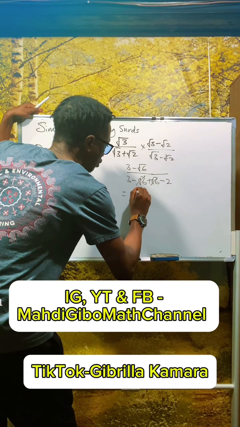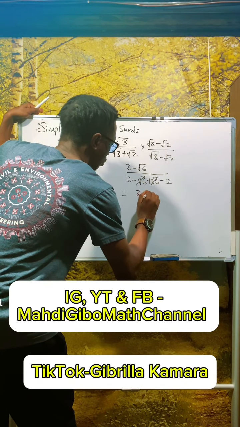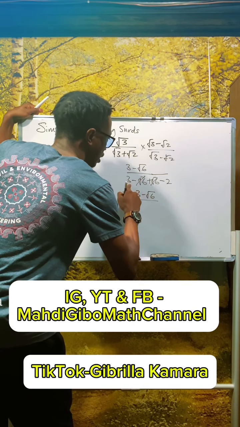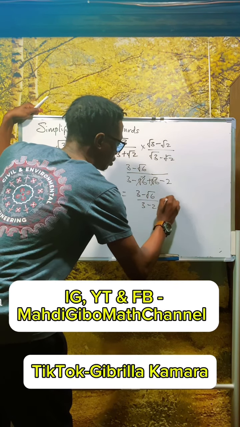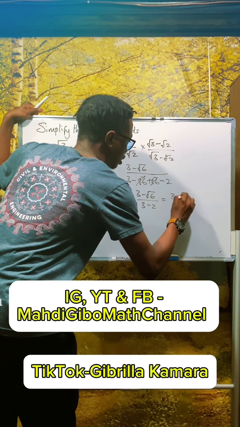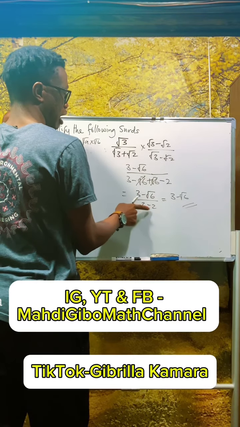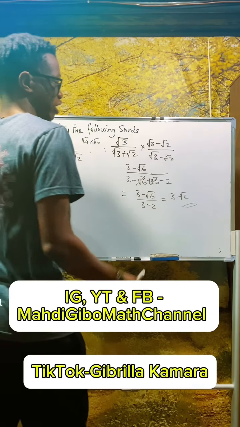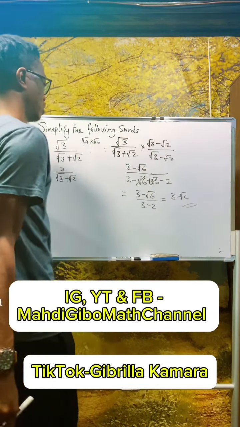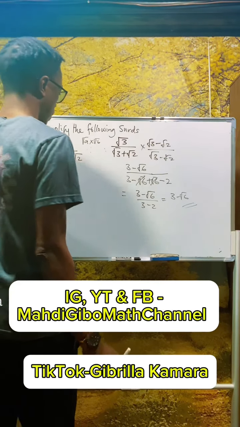So your answer becomes 3 minus root 6 divided by 3 minus 2. So this becomes 3 minus root 6, because 3 minus 2 is 1, and any number divided by 1 is just the number itself. So it's easy. Now the same thing here.